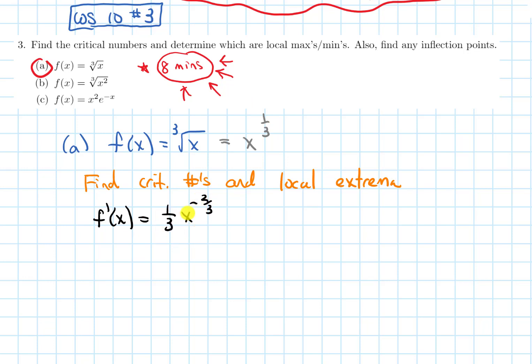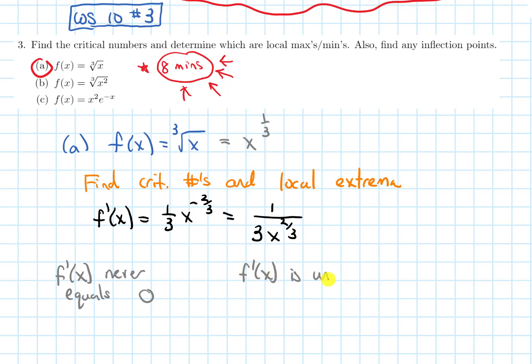And then we can rewrite this and bring that x to the negative 2/3 to the denominator to get 1 over 3 times x to the 2/3. And now I want to know when this equals 0 and when it's undefined. So my derivative would be equal to 0. This fraction would be equal to 0 if the numerator equals 0. But that's not going to happen because the numerator is just 1. So my derivative never equals 0. So then when is this undefined? Our derivative is undefined when the denominator is 0, and that happens when x is 0.